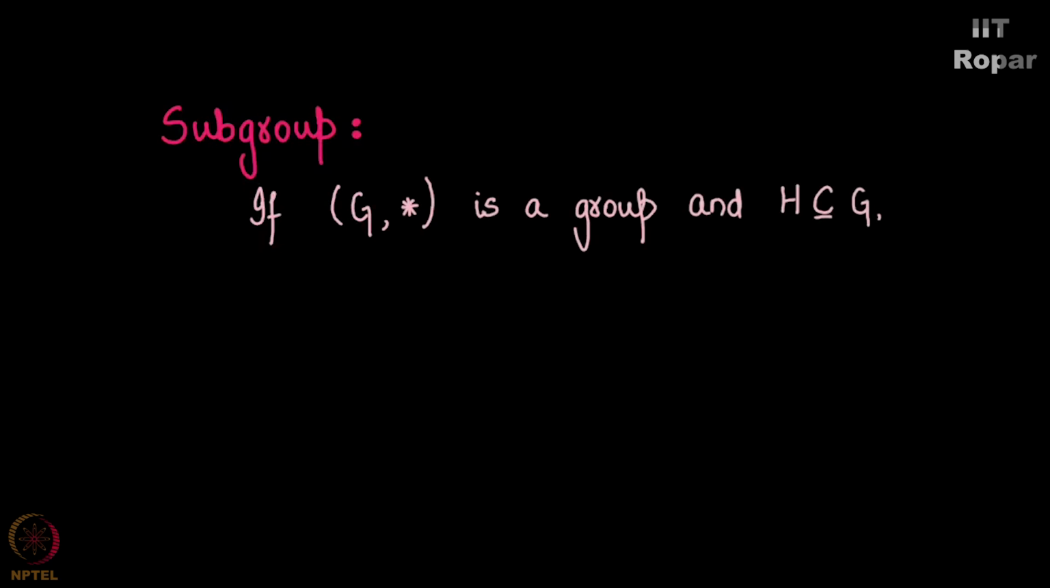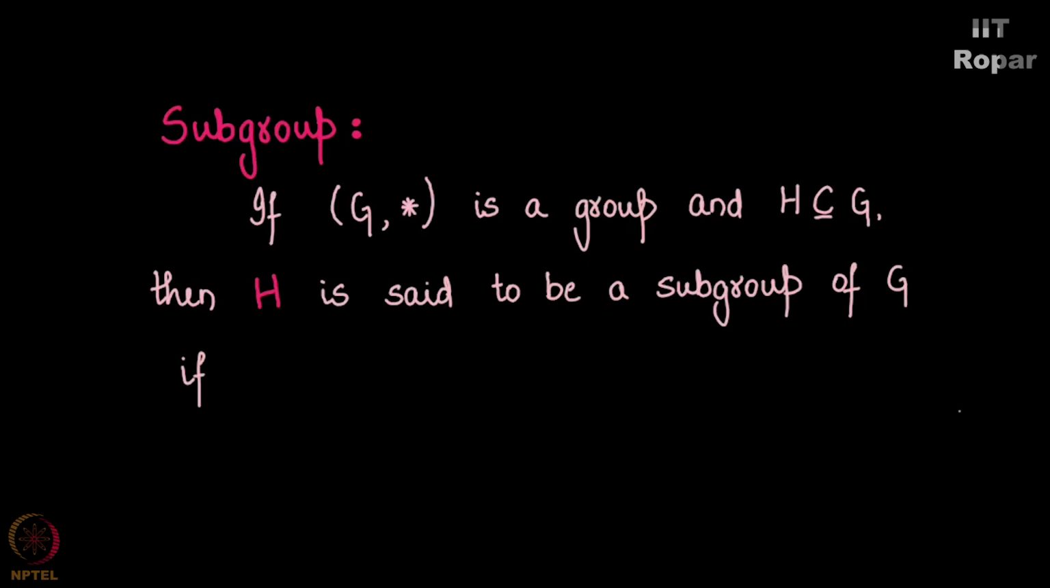Now, let us see the formal definition of a subgroup. If G, star is a group with a binary operation and H is a subset of G, I took a group and I take a subset of G. Then H is said to be a subgroup of G if H, star is a group, right? I take a group, I take a subset, and I say that H forms a subgroup if it is given the same binary operation as the original group. This is the formal definition.